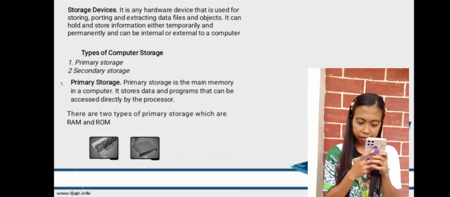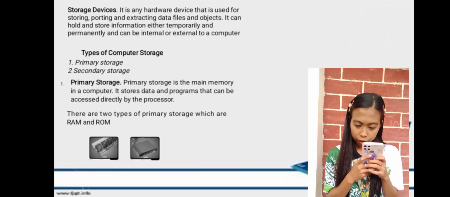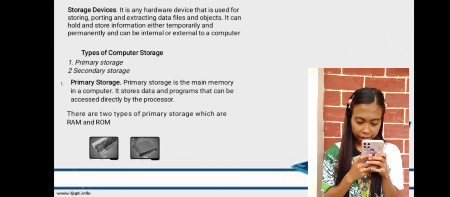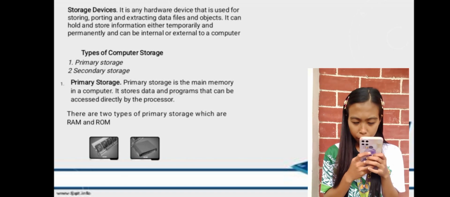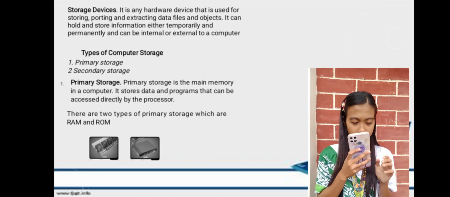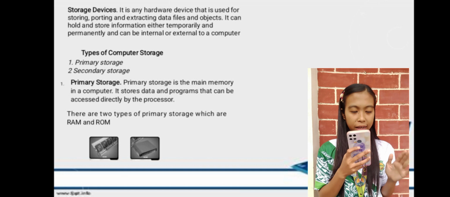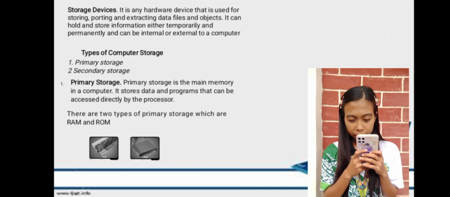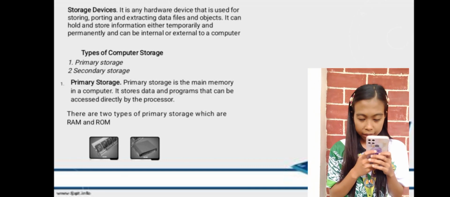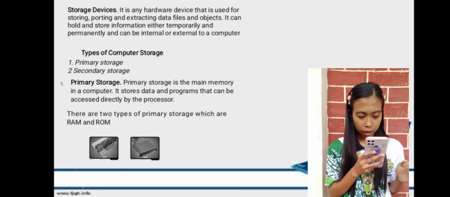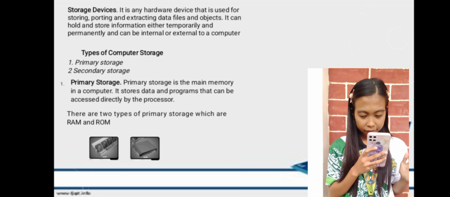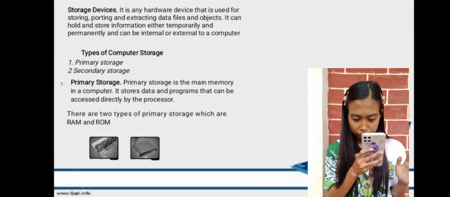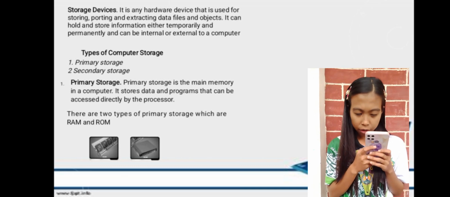Storage device. It is any hardware device that is used for storing, porting, and extracting data, files, and objects. Types of computer storage: primary storage and secondary storage. First, we discuss primary storage. Primary storage is the main memory in a computer. It stores data and programs that can be accessed directly by the processor. There are two types of primary storage, which are ROM and RAM.